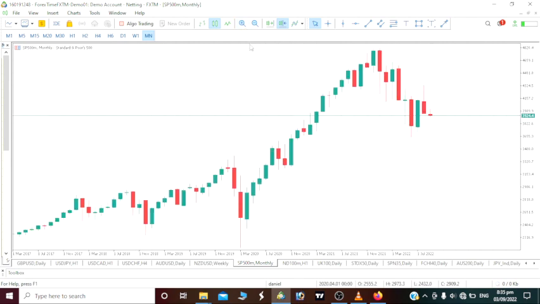So now on our S&P 500, we are going to analyze it and see where our price is moving, starting from top-down analysis. That is from our monthly time frame straight down to our 1 hour time frame. First of all, let's start from the fundamental aspect of it before we look at the technical aspect.